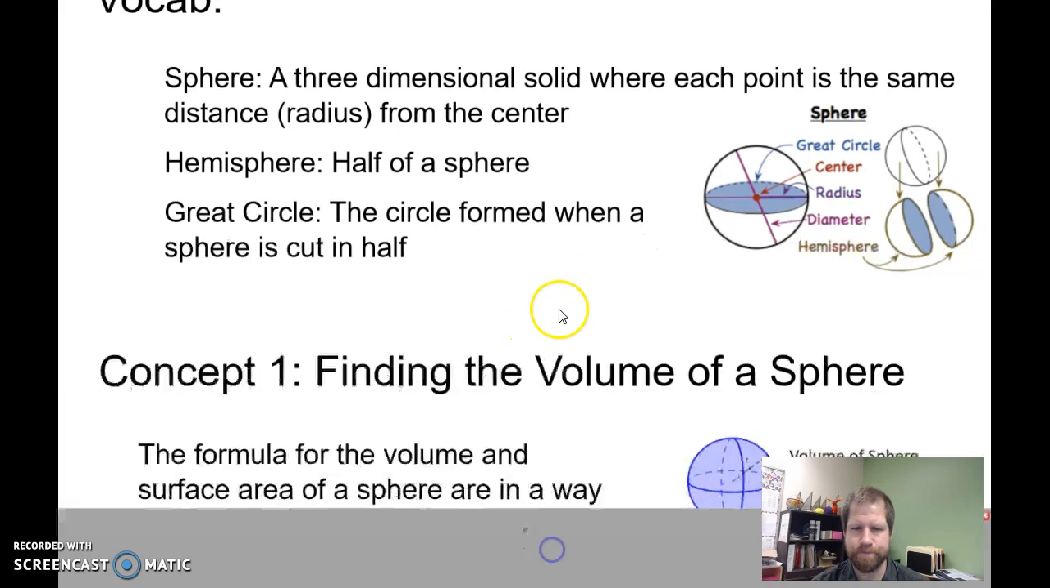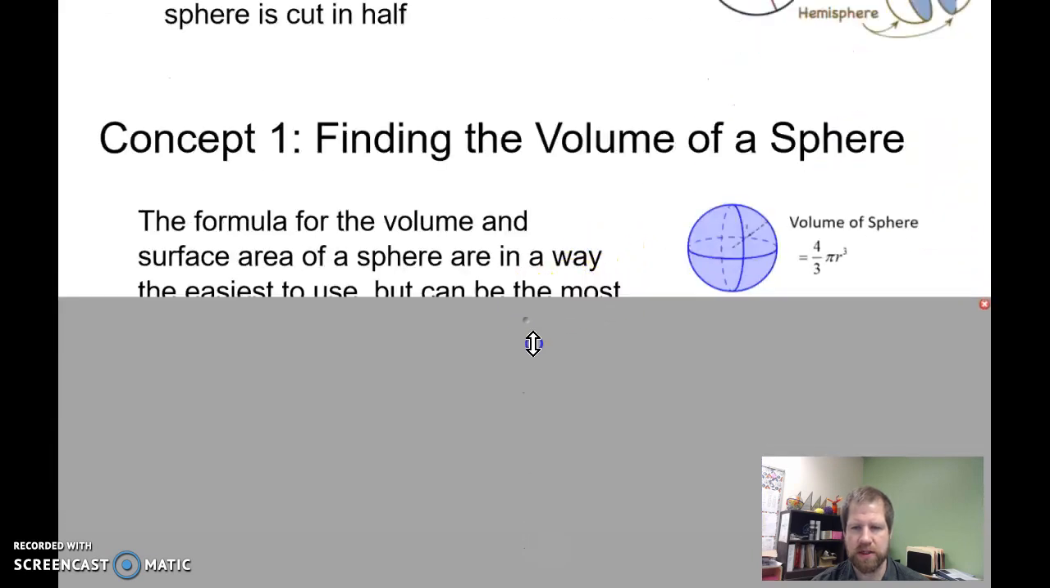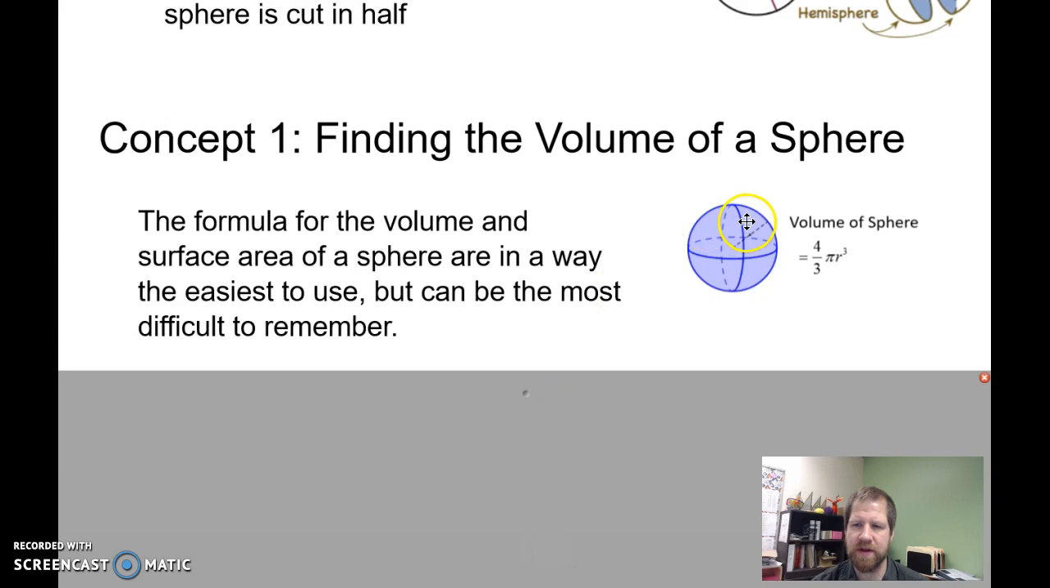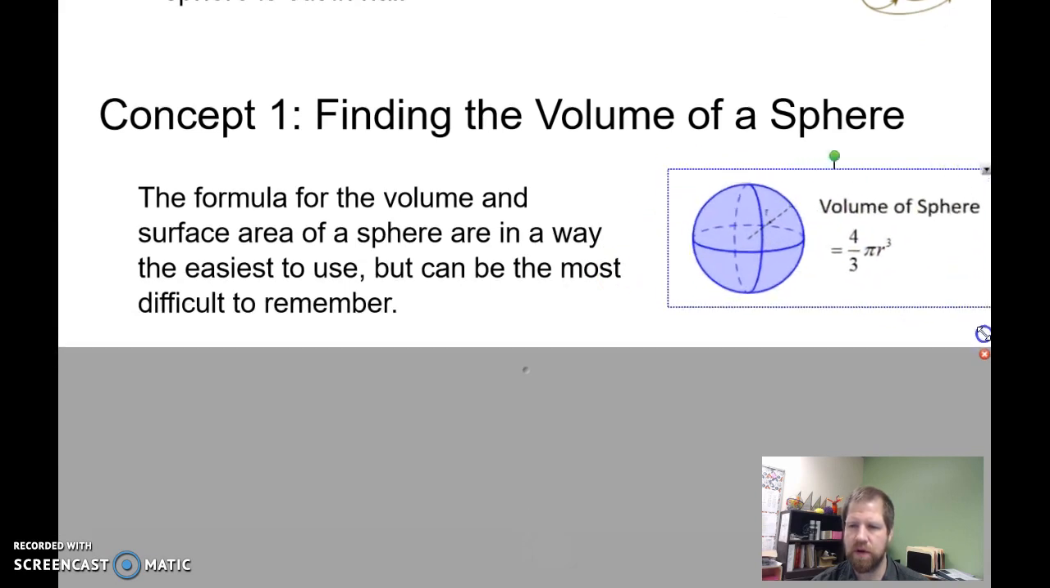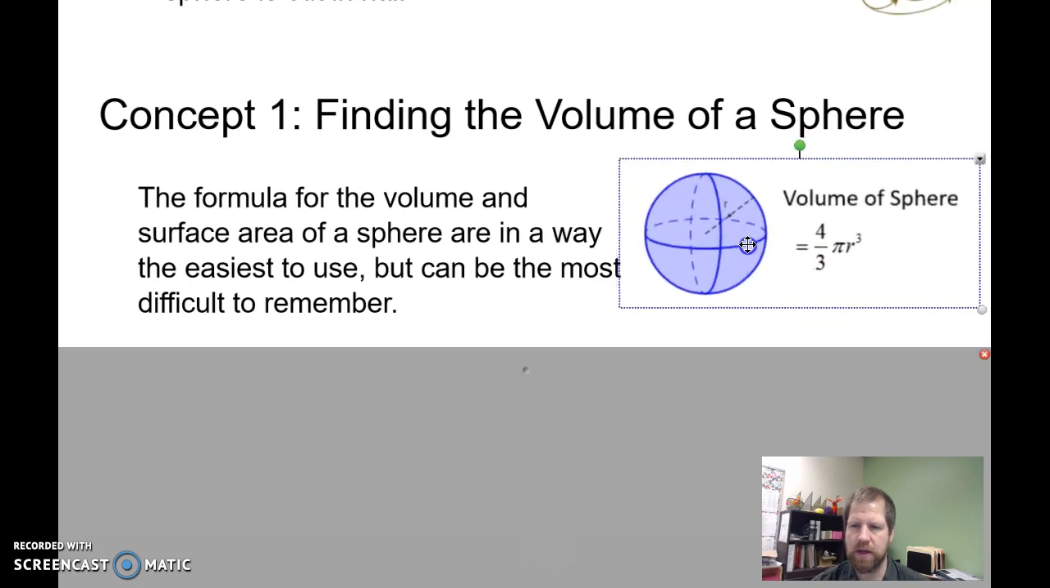So concept one is finding the volume of a sphere. Here is the formula for the volume of a sphere. It is pretty easy to use because you only have to remember one value. We don't have length and height and width. We don't have to worry about that many variables.